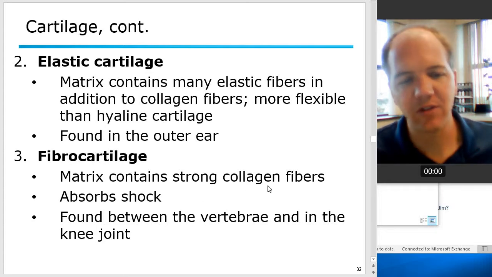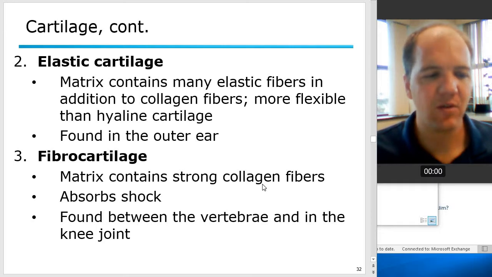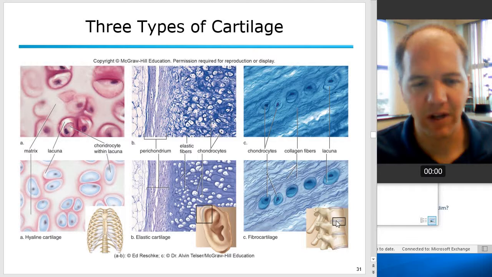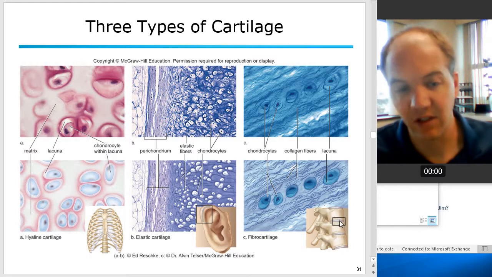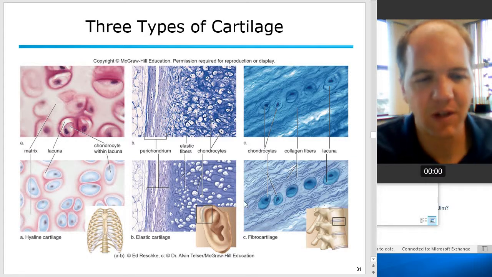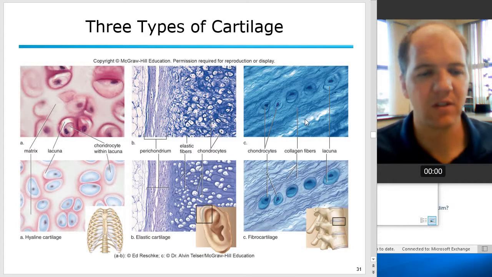It also has collagen fiber, just like the hyaline cartilage, and its job is to absorb shock. So it's found in between the vertebrae, these vertebral discs, if you've heard of discs, or if you've had a disc that slipped or something like that. Anyway, as I was saying before, here are the chondrocytes in the lacunae, and then the collagen fibers that have been packed around. It looks a little bit like dense connective tissue, but it's cartilage.